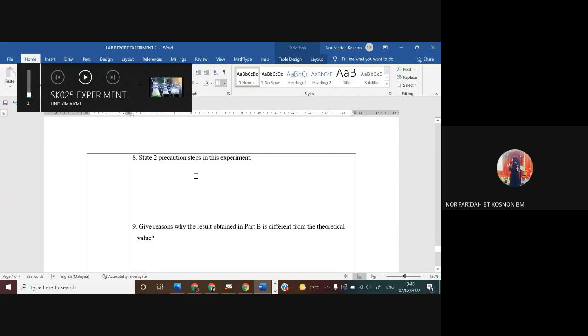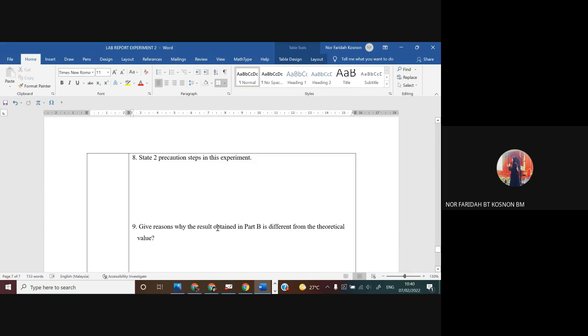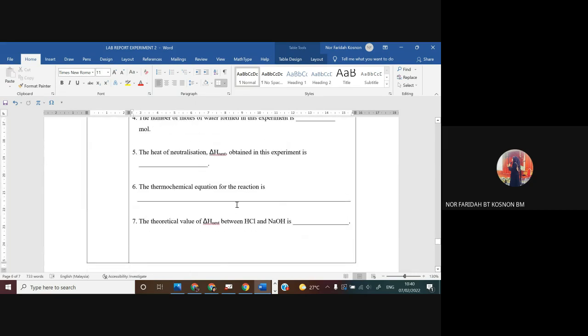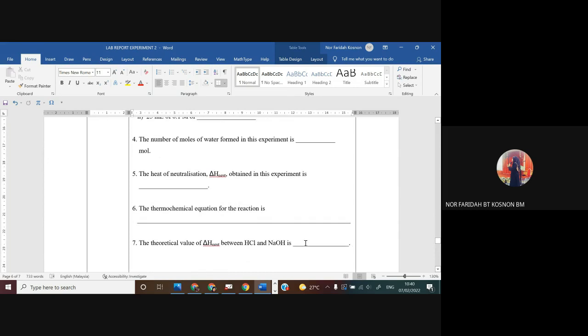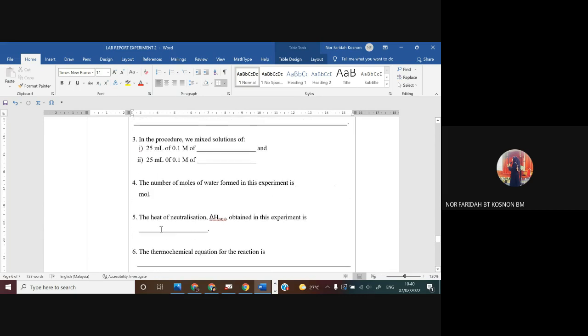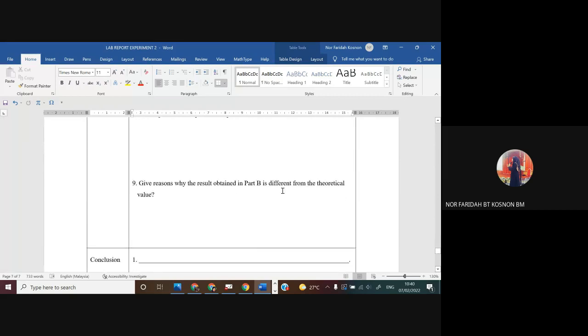Okay. And then give reasons why the result obtained in part B is different from the theoretical value. Sorry tekak tu dah kering dah bercakap. Okay. That's why awak kena cari theoretical value tu berapa. Maksudnya cari dalam buku rujukan ke apa, berapakah nilai teori enthalpy of neutralization. Okay, lepas tu awak memang kena kira enthalpy of neutralization daripada eksperimen awak dapat berapa. Okay, sama ada dia kurang ke, dia lebih besar ke, kenapa, apa yang menyebabkan the result obtained in part B is different from the theoretical value.